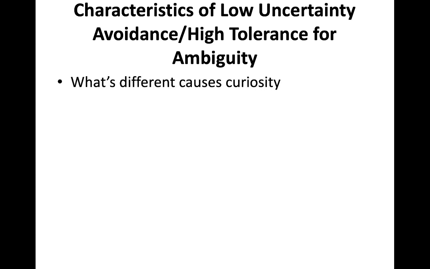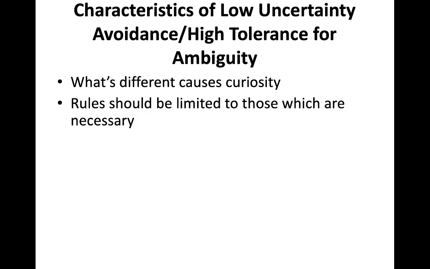What's different in low uncertainty avoidance causes curiosity. In high uncertainty avoidance, it causes suspicion. But these cultures value novelty and they value innovation, and they're interested when the prospects for these things emerge. Socially, they may be conservative and rule-bound in other ways, but they're very good with novelty. They believe that rules should be minimized to those which are, strictly speaking, necessary. One of the ways that organizations manage risk sometimes is with hierarchies and rules. If you are easier with risk, you don't need the same degree of rule structuring.